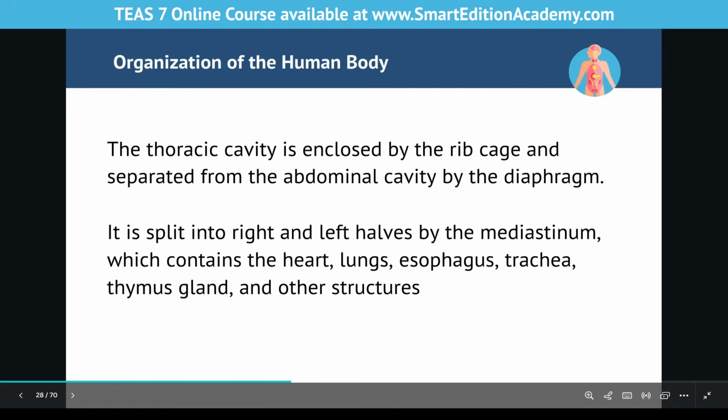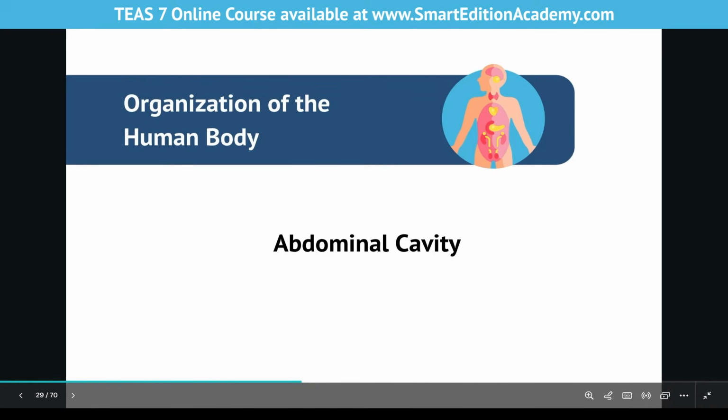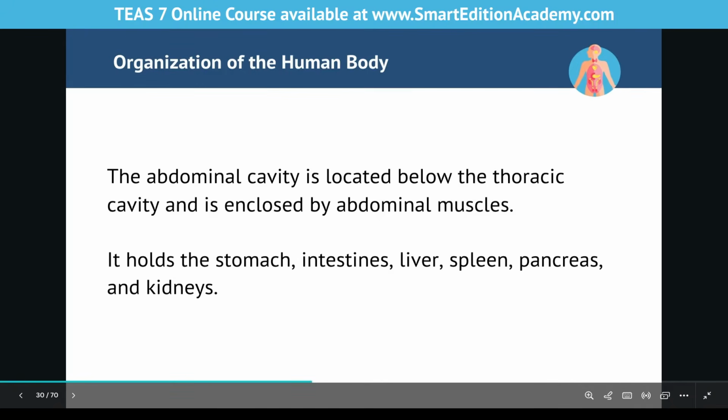The thoracic cavity is enclosed by the rib cage and separated from the abdominal cavity by the diaphragm. Abdominal cavity. The abdominal cavity is located below the thoracic cavity and is enclosed by the abdominal muscles.